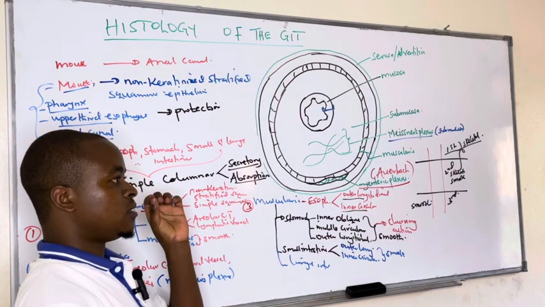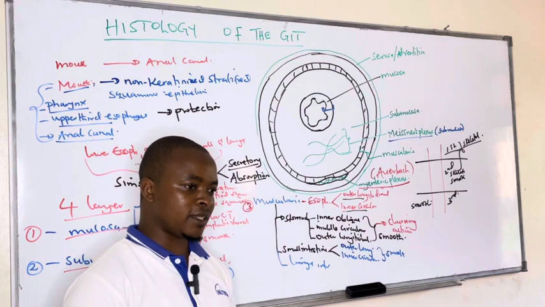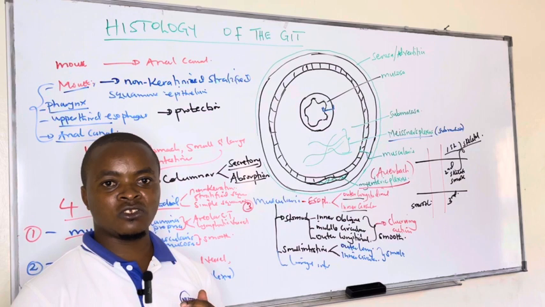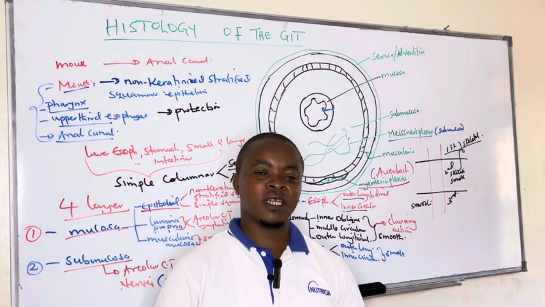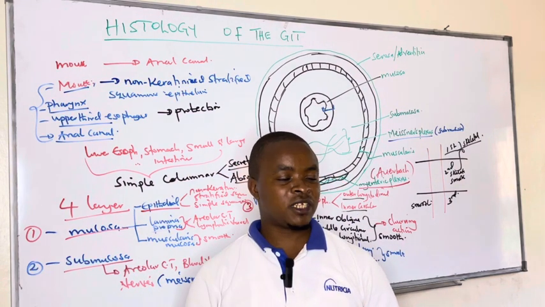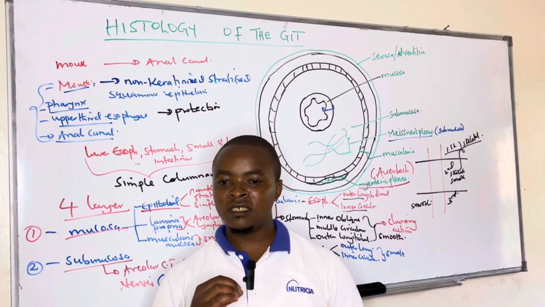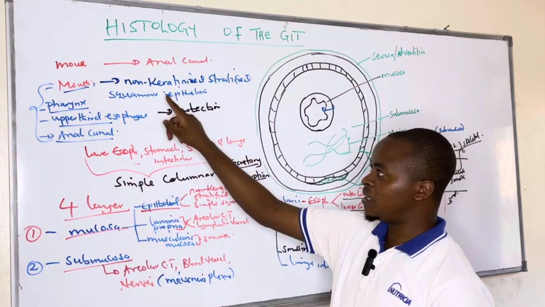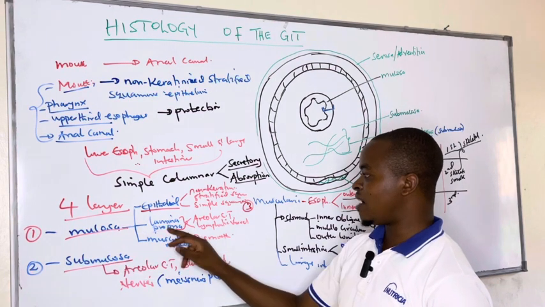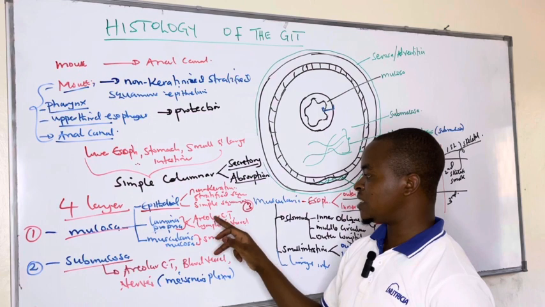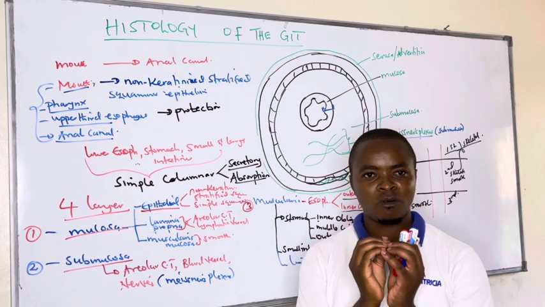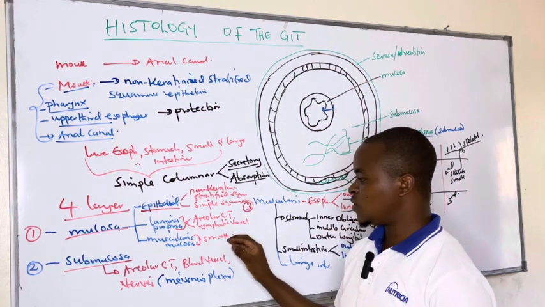the mouth, pharynx, and the esophagus, plus the anal canal, being lined by the non-keratinized stratified squamous epithelium, and its major role is for protection against the harsh conditions, whereby we have taken hot food. Then we have seen that is part of the mucosa. Then we saw also the mucosa having lamina propria made up of areolar connective tissue and the lymphatics.